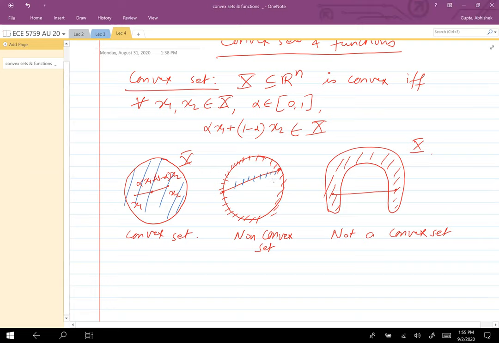Because in this case, let me write the definition of the set: norm of x less than or equal to 1. And for this set, it is norm of x equal to 1. So it's only the perimeter of the circle, not the inside of the circle. That's not part of the definition of set capital X. Whereas in this case, everything inside the perimeter is also part of the set X. That's the difference between these sets: set number 1, set number 2, set number 3.